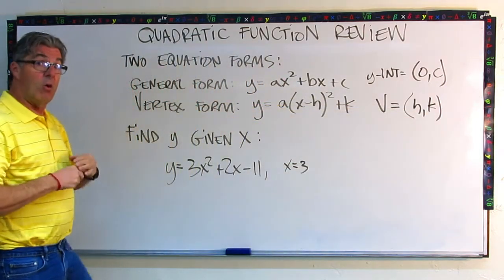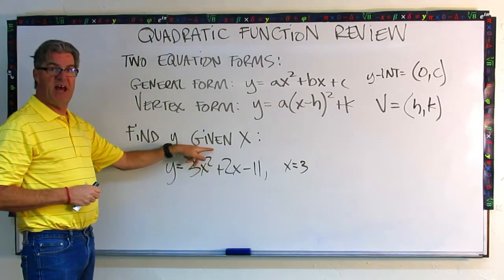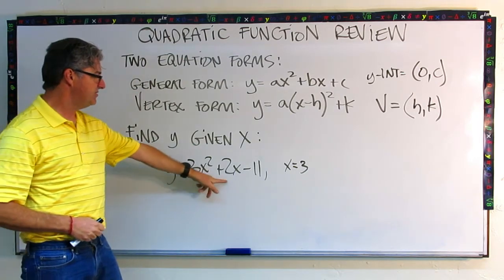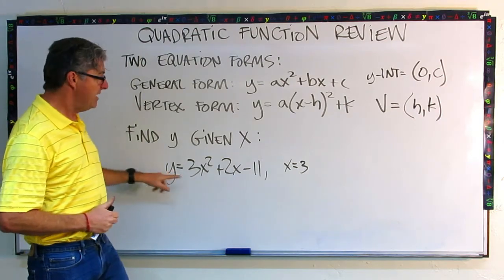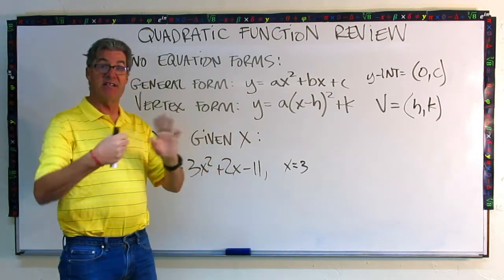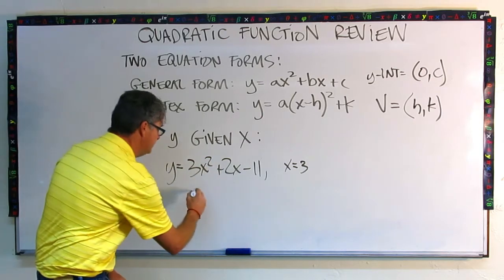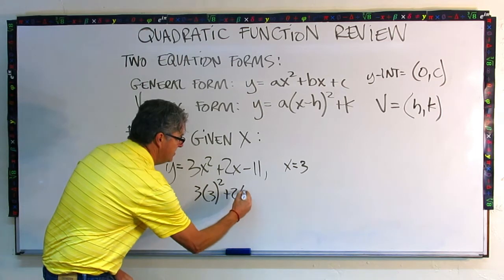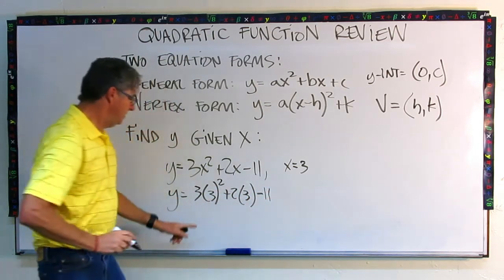Okay. Now, one of the first things that we did was we found y given x. So you have some quadratic function, like this one, y equals 3x squared plus 2x minus 11, and they're asking you to find out the value of y when x is 3. So this is a plug-in and simplify type of problem. We're just going to plug in our 3 wherever x is. 3 times 3 squared plus 2 times 3 minus 11. And this is going to be y equals.